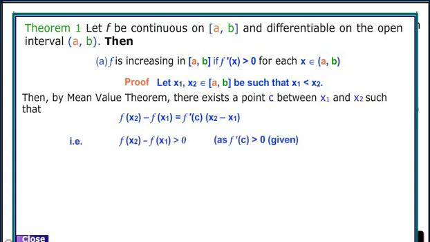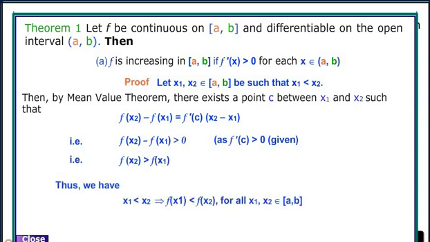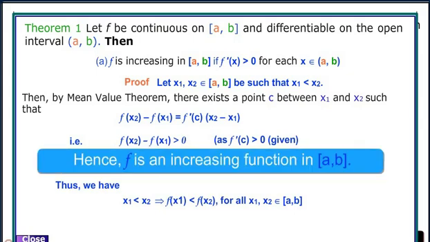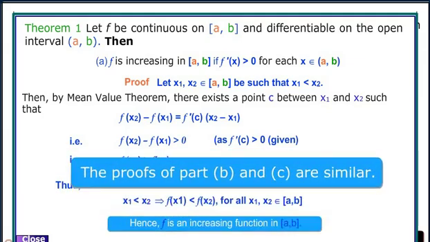That is, f of x2 minus f of x1 is greater than 0 as f dash c is greater than 0. That is, f of x2 is greater than f of x1. Thus we have, for x1 less than x2, f of x1 is less than f of x2 for all x1 and x2 belonging to the closed interval a, b. Hence, f is an increasing function in the closed interval a, b. The proofs of parts B and C are similar.